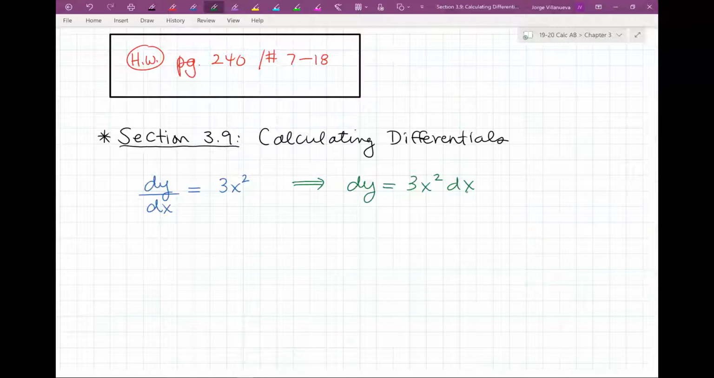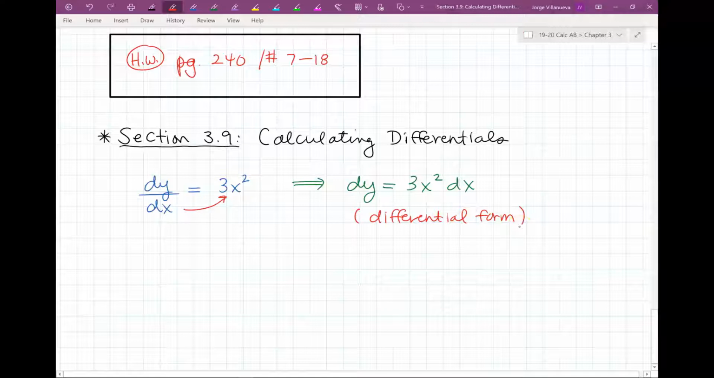Well, they took a derivative, but to go from the blue to the green, they multiplied the dx over, right? That's all they did. That's the only thing that's new for you besides a little bit of notation. And that is called differential form, okay? So this is differential form.